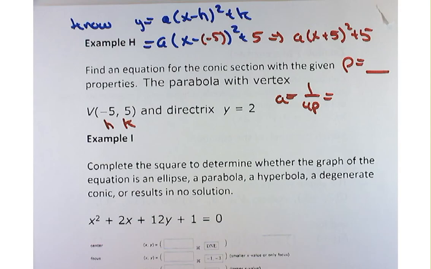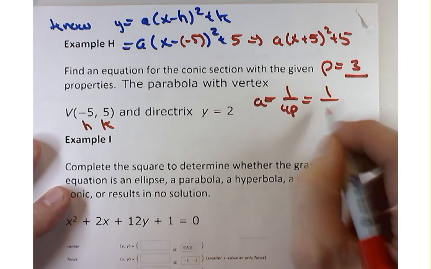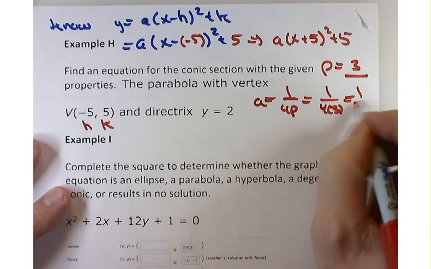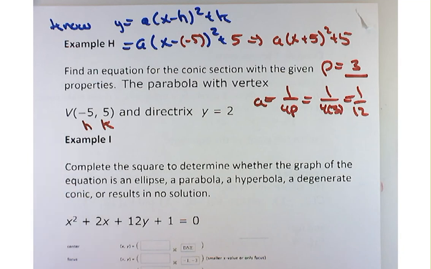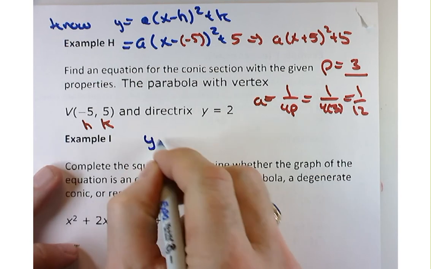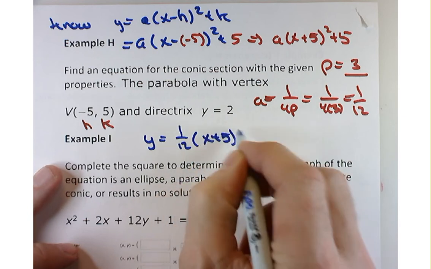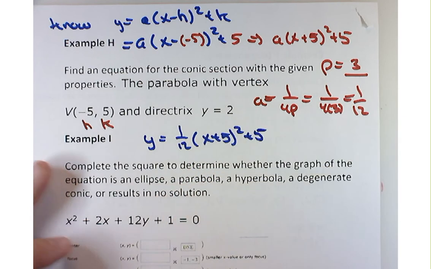So, 1 over 4 times 3 equals 1/12. Beautiful. And that does it. That solves your problem. So y equals 1/12 times (x plus 5) squared plus 5 again.